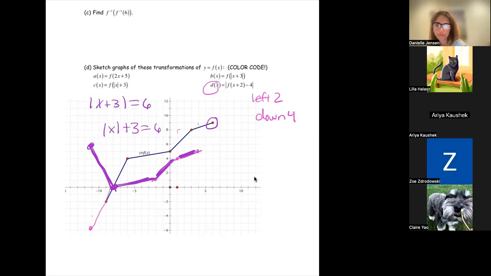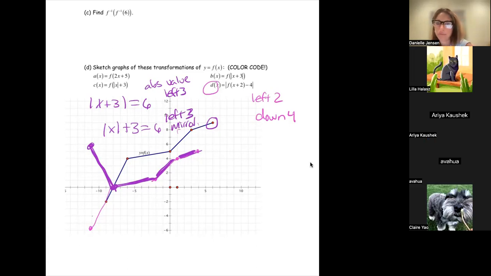Okay, that makes sense. Thank you. So if you're unsure about the order of things, pick a particular point just to see. In this point, I'm doing the absolute value thing first, which is the mirroring. Then I'm doing left 3. Here it's the reverse: left 3, then you mirror or do the absolute value thing. Okay, thank you.